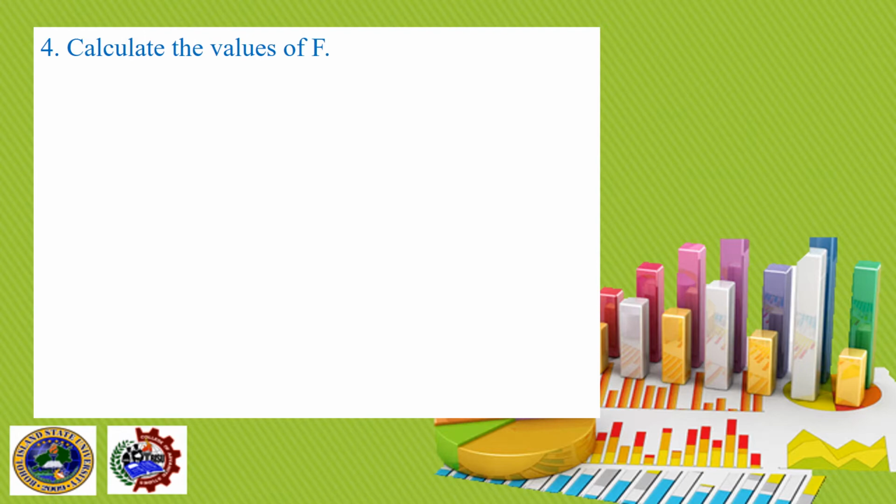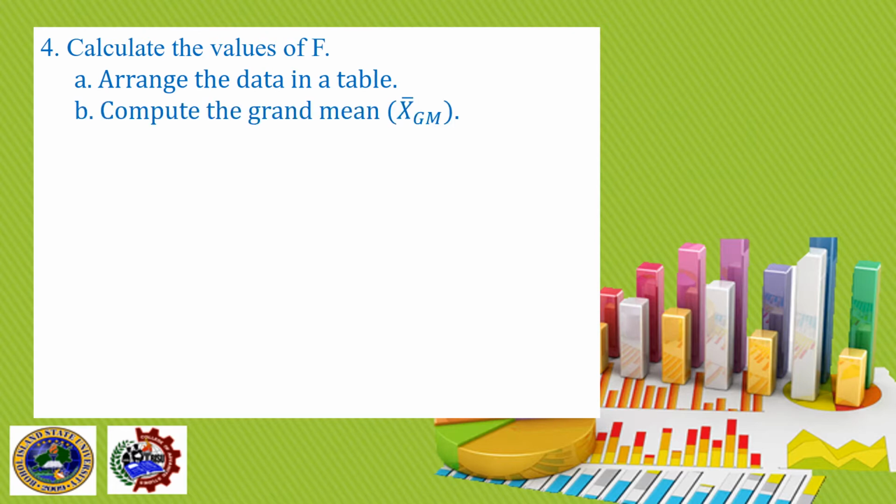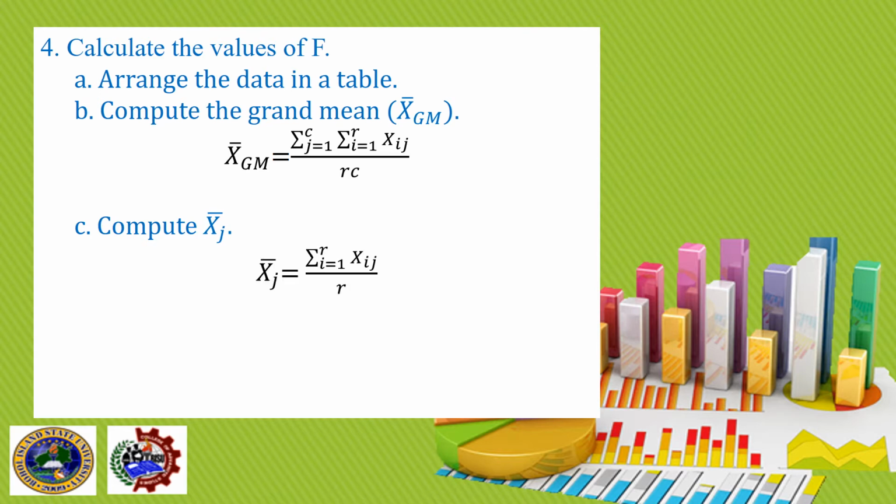The next step is to calculate the values of F. So in calculating the values of F, there are also different steps that we have to take. First, we have to arrange or complete the table with the data that we are going to need. Second, we will compute the grand mean using this formula. Third, we will compute the x bar sub g using also this formula.